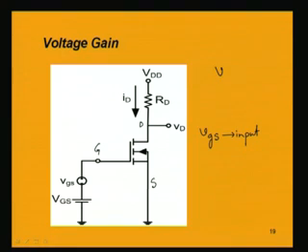Now, let us find out the voltage gain of the Mosfet amplifier. Because we are discussing amplification, the gain of the amplifier is the ratio between the output voltage and the input voltage. Now, the output voltage at the drain is small vd, and the input voltage applied between the gate and source is small vgs. So, this ratio will give you the voltage gain of the amplifier.